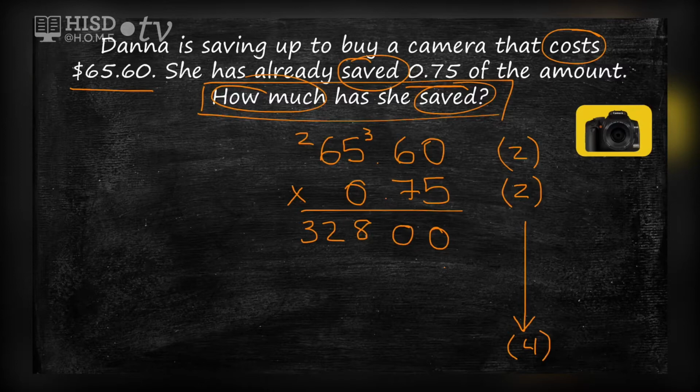I'm going to start with the 7. Remember, put a 0 there. And then start: 7 times 0, 0. 7 times 6 is 42, and I carry 4. 7 times 5 is 35, and 4 is 39, and now I carry 3.